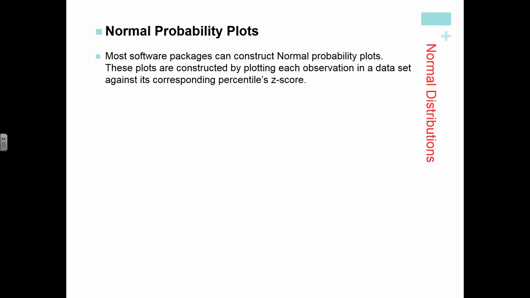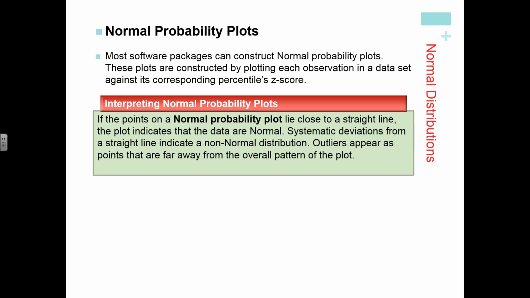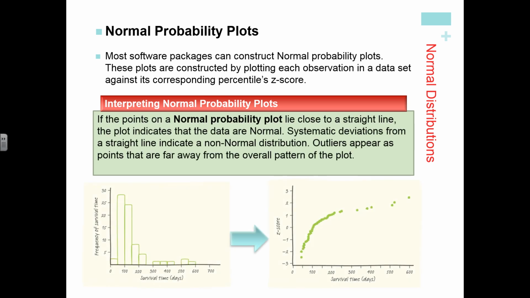We can use our graphing calculators or any statistical software to see whether or not something is normal. The way we do that is we create a normal probability plot. Your normal probability plot basically just shows you whether or not your data set is normal. In your normal probability plot, what you're looking for is a straight line. If you have a straight line, then you know it's normal. If it's not a straight line, then it's probably skewed.